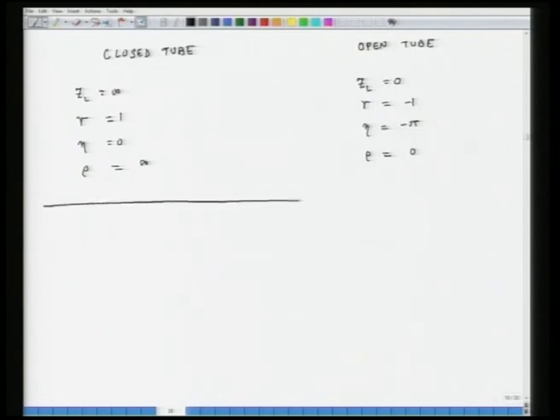So with this we end today's class, and we will in the next class start talking about something more about transmission of waves through ducts.